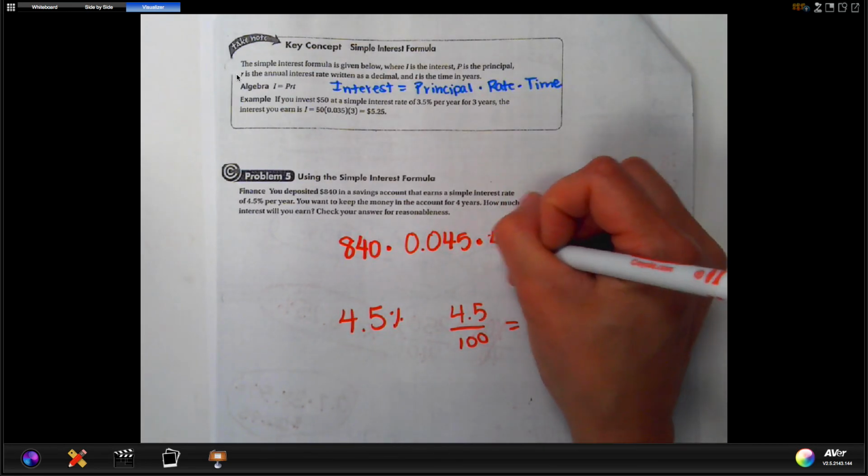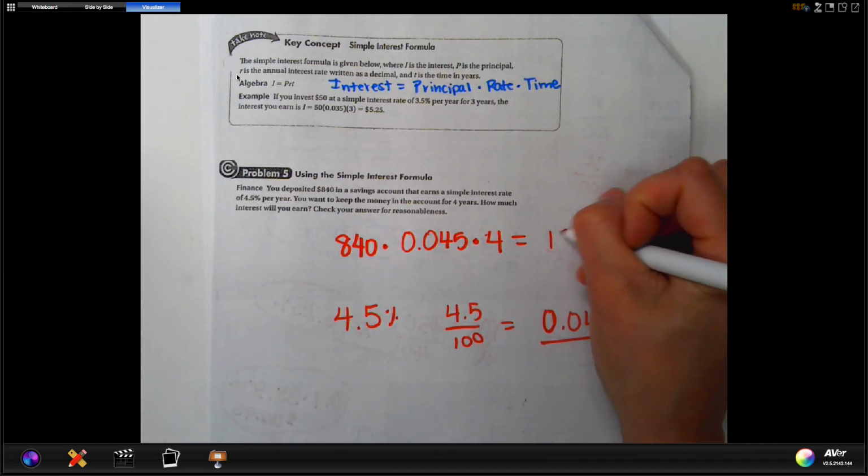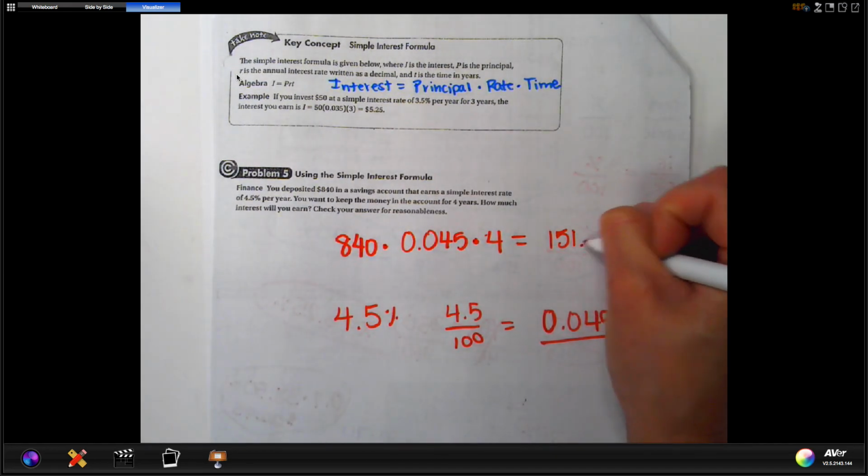4 years, right? And so if we do that, this will calculate the amount of money the bank will pay you just for keeping your money in that account for 4 years. Go ahead, do it. 840 times 0.045 times 4. What do we get? 151.2? And that would be 20 cents.